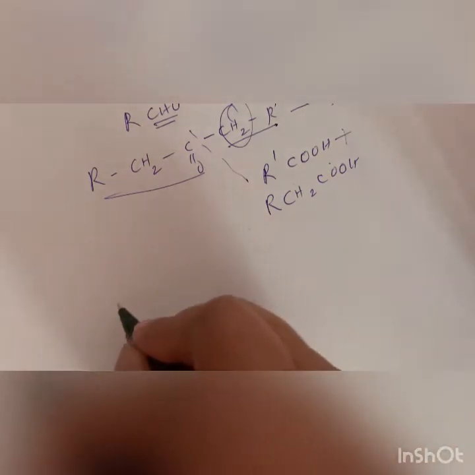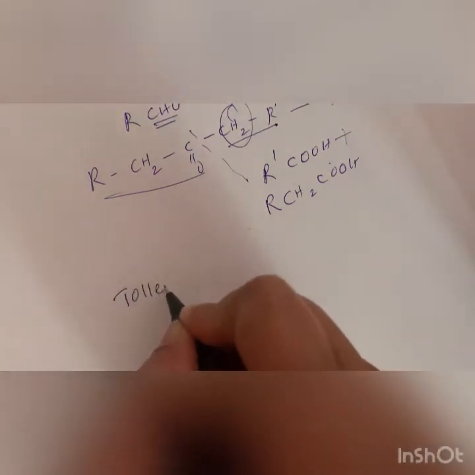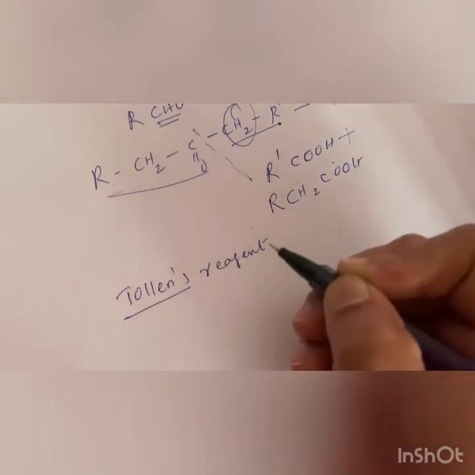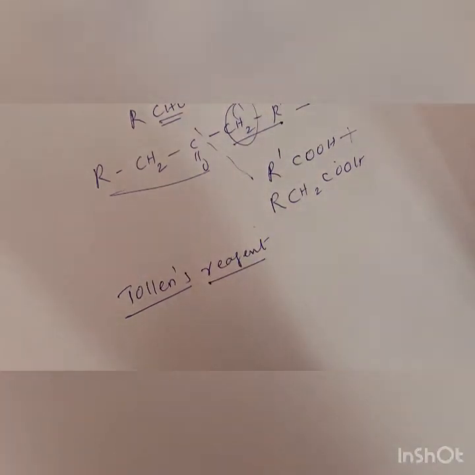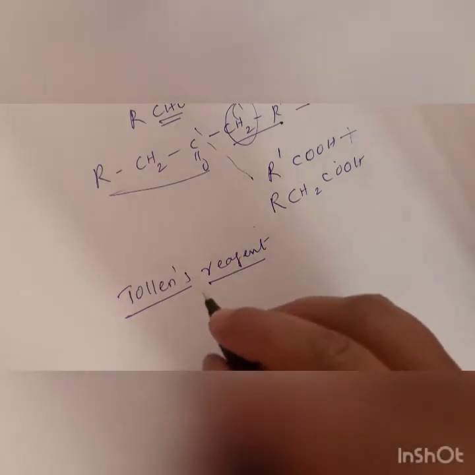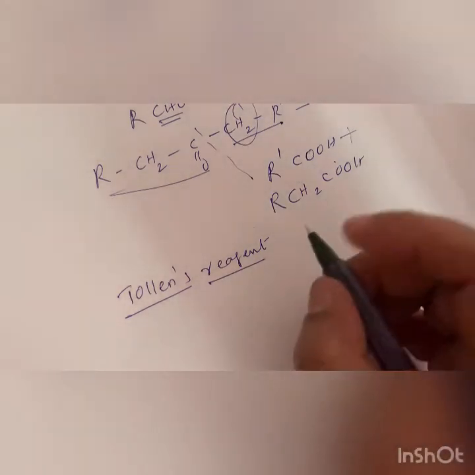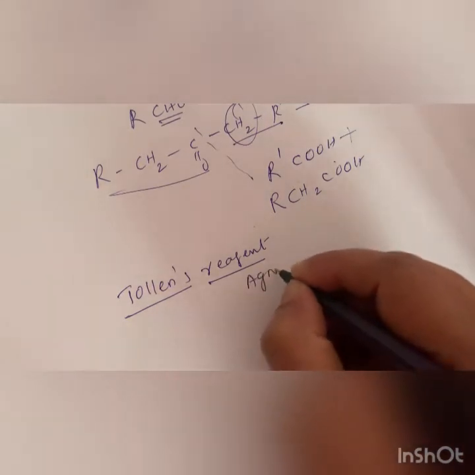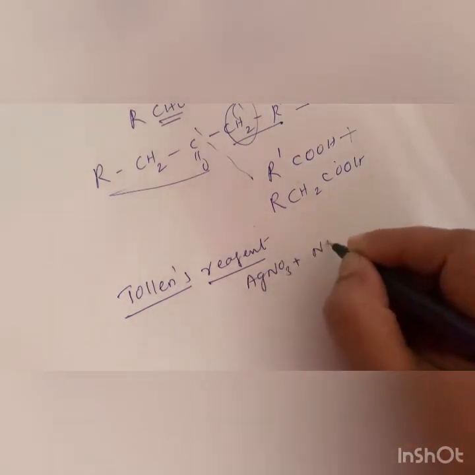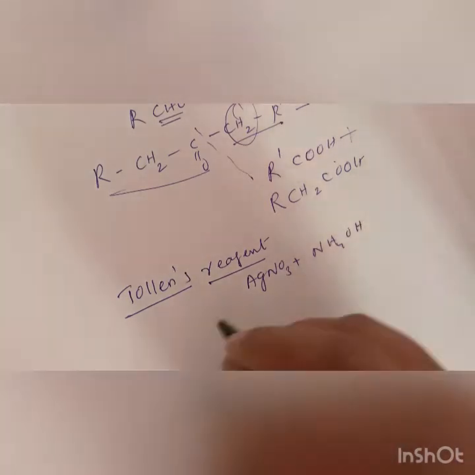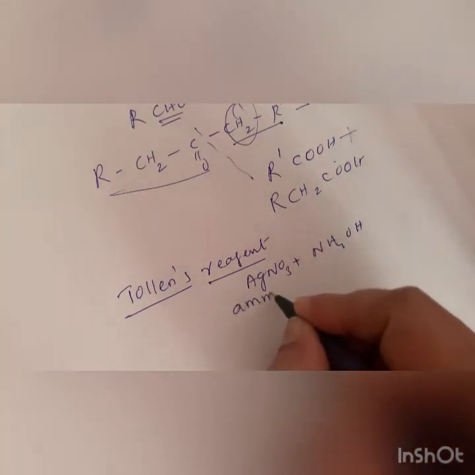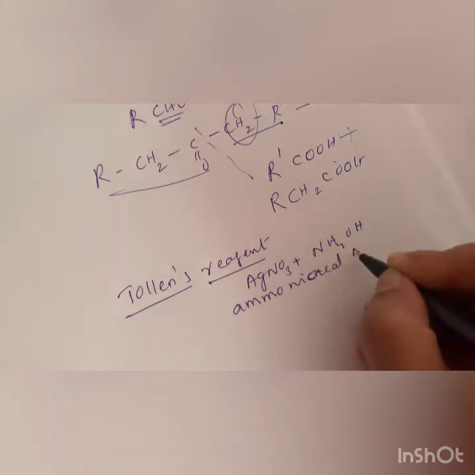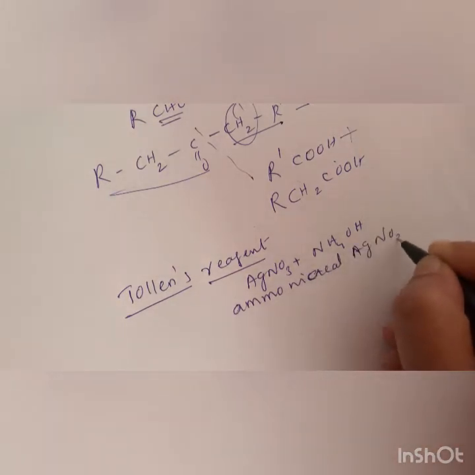Then a very important mild oxidizing agent is Tollens reagent. So what is Tollens reagent? Tollens reagent is ammoniacal silver nitrate solution. We know AgNO3 is silver nitrate; to that you have to add ammonium hydroxide, NH4OH. This is called ammoniacal silver nitrate. This is Tollens reagent.